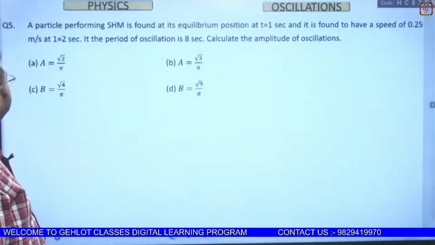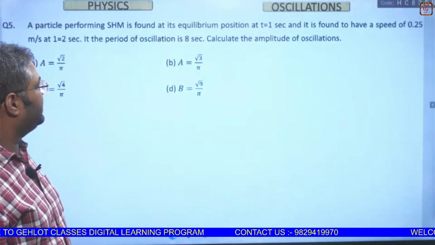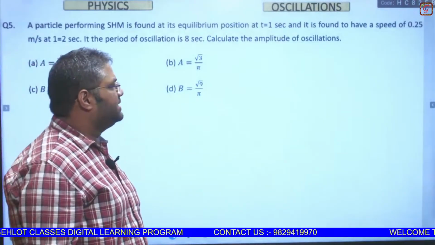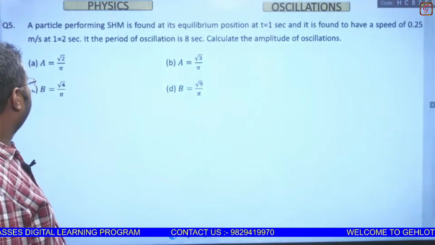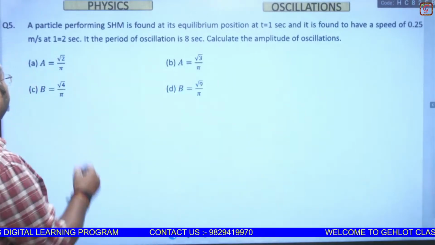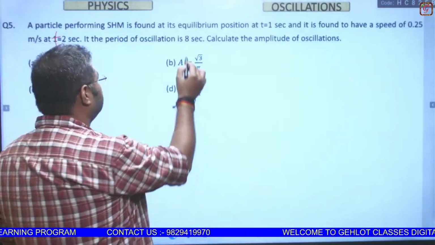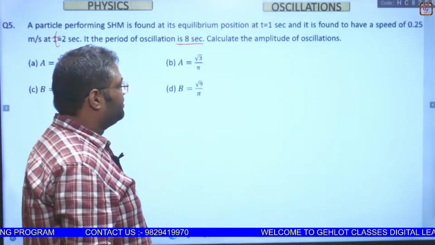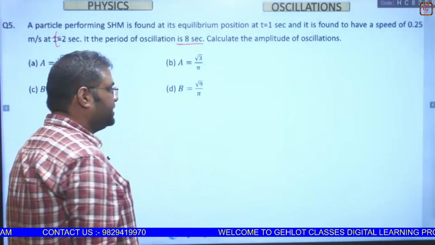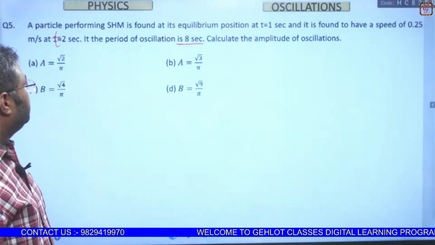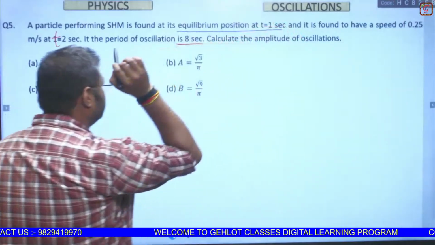Now the last question, I guess. A particle performing simple harmonic motion is found at equilibrium position at t equal to 1 second, and it is found to have a speed of 0.25 meter per second at t equal to 2 seconds. If the period of oscillation is 8 seconds, calculate the amplitude of oscillations. See, this is a very long question. Okay, the particle is at equilibrium position at t equal to 1 second.